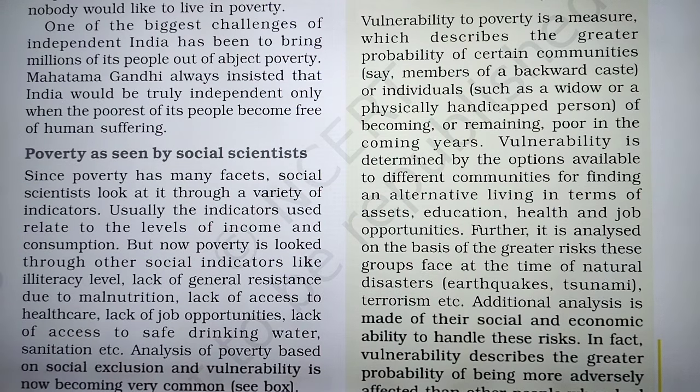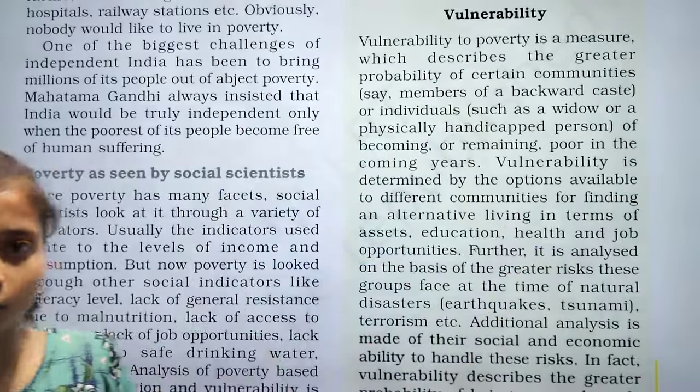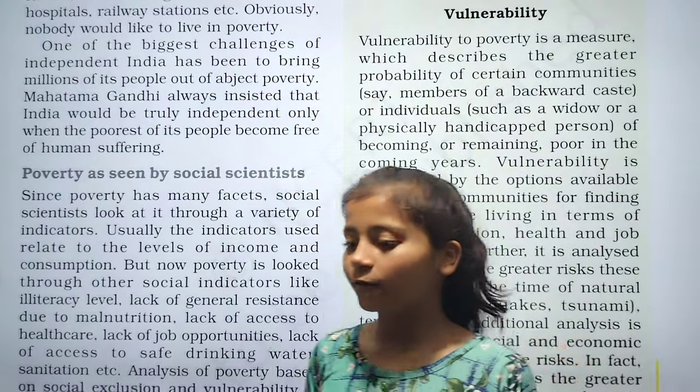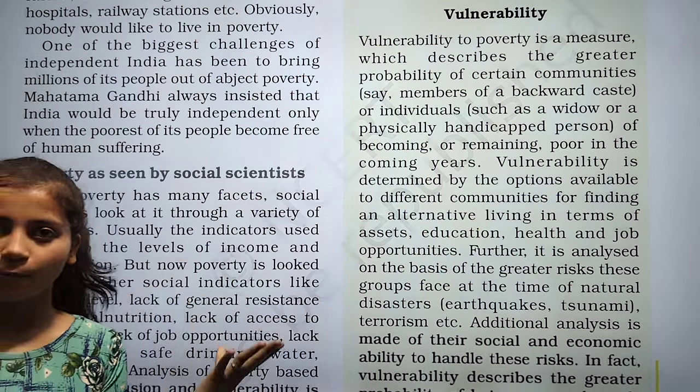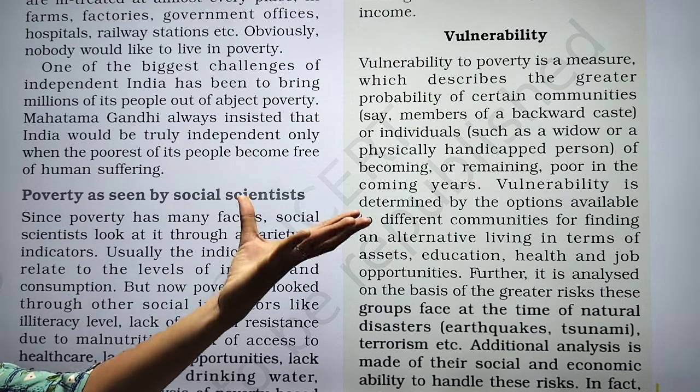Poverty has many faces, so social scientists look at it through a variety of indicators. For example, if someone is richer today but is not able to manage things, and his base is simultaneously decreasing, then we can say that in future he will be poor, below the poverty line.